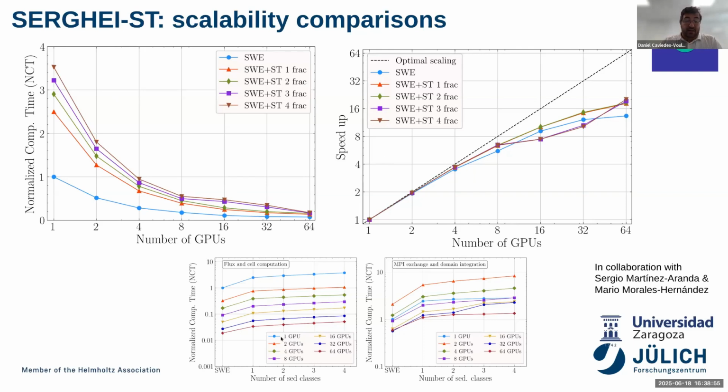The good thing that we see is that for a given problem size, as we increase the number of sediment classes, both the edge and cell-based computations and, let's say, the MPI exchange routines and the domain integration scale properly and well. So far, so good, with the exception of this big jump, which we would want to bring down. After that, it seems that increasing the number of sediment fractions does not substantially increase the computational cost, but it remains to be properly evaluated.